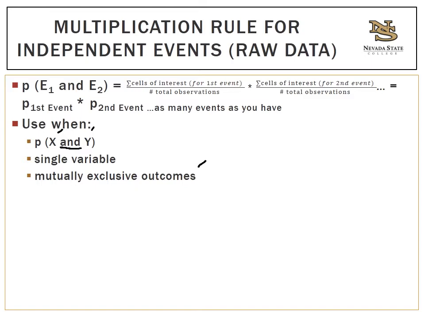Now keep in mind, you can do this for as many events as you have. So if you have 5 independent events, you're just going to be multiplying 5 probabilities. In this particular example, I think we're just going to be looking at 2 separate events happening, but you'll see there's 2 versions of the formula. This one is best when you're working with raw data, but basically by taking the number of cells of interest and dividing by total observations, you're getting probabilities. So you're essentially doing the same thing with this formula as you are with this formula. You just figure out the probability and then you multiply all those probabilities for each event together.